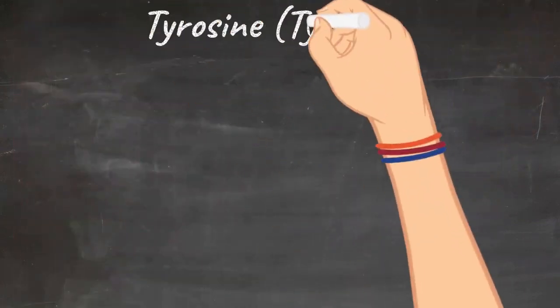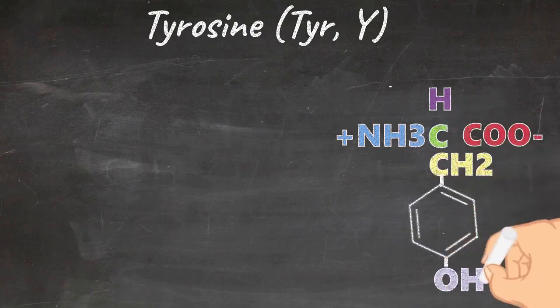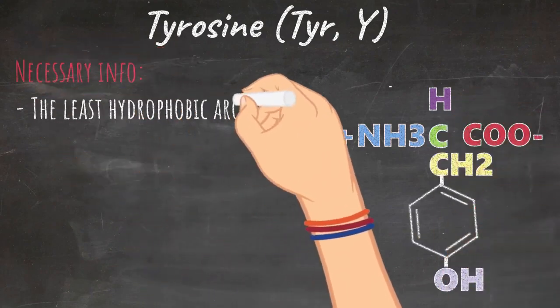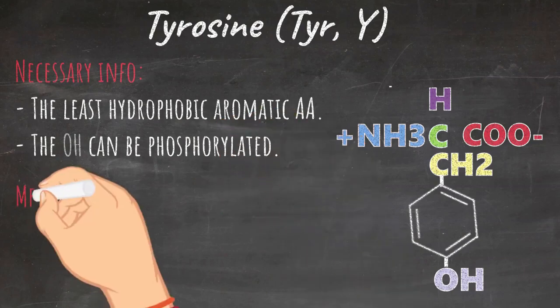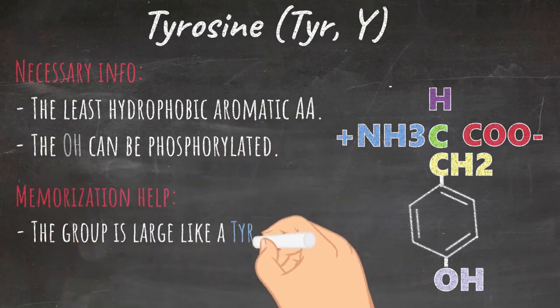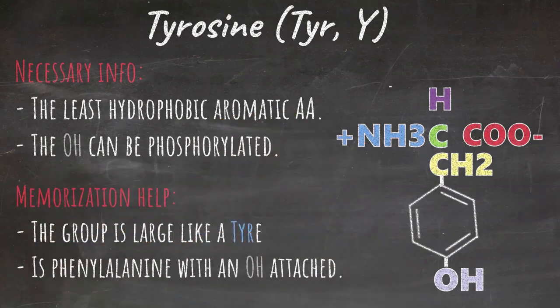The next amino acid is tyrosine, which is TYR or Y. So it is the least hydrophobic aromatic amino acid, as the OH group can be phosphorylated. So because of this, sometimes people will consider it a hydrophilic amino acid, but the large carbon chain makes it more hydrophobic. To help memorize it, I think of the group as being large like a tire, spelled Tyre, or that it is phenylalanine with an OH group attached to it.